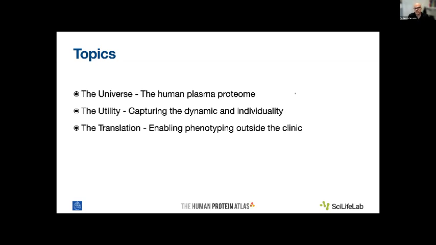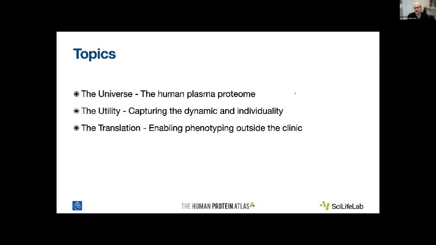And lastly, I will talk a little bit about the translation and touch upon a topic that I started to work on tremendously when COVID came along, which means: can we enable precision phenotyping also outside of the clinic?